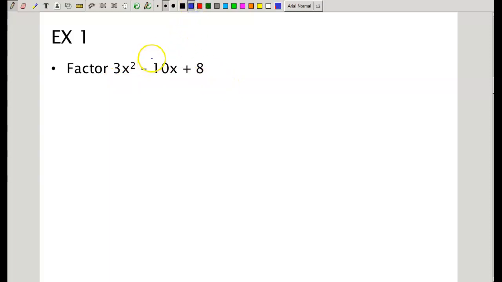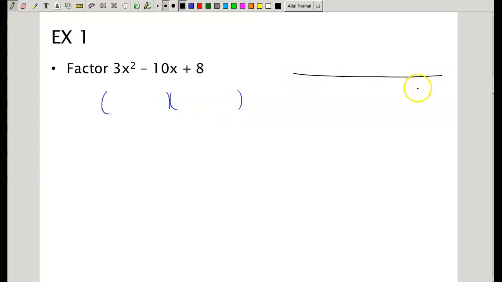So the very first thing that we want to think about is, can we factor anything out of these three terms right here? Is there a common factor between 3, 10, and 8? And there's not here. So we're going to go ahead and try to factor this trinomial with two parentheses, or the product of two binomials. Now we're going to use the snowflake method to figure out the terms that are inside here.